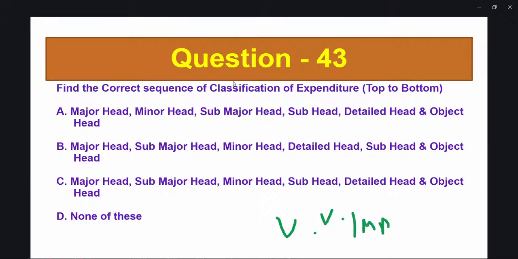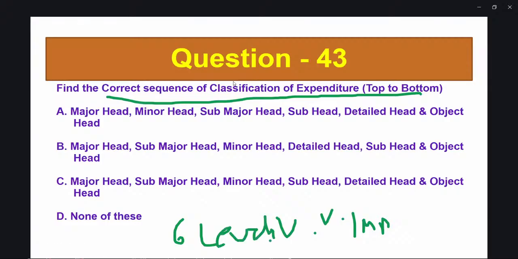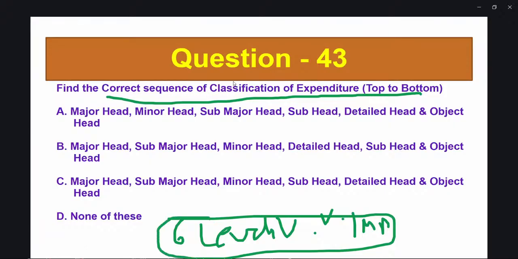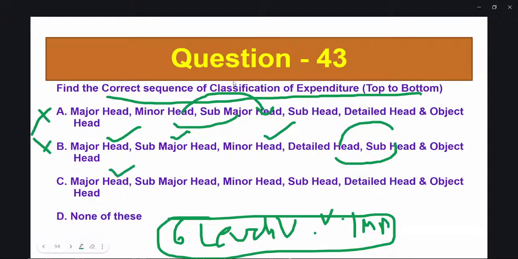A previously asked question: what is the correct sequence? In total we have 6 levels. We'll check one by one. See, major head, minor and sub-major: this comes here and minor comes here. These two are jumbled. Here it is correct: subhead, detailed head, object. Again check: major head, sub-major head, minor head. But these two are jumbled. Subhead is first, detailed head later. So this is also incorrect. Please check: major head, sub-major head, minor head, subhead, detailed head and object head. This is perfect. So C is correct.